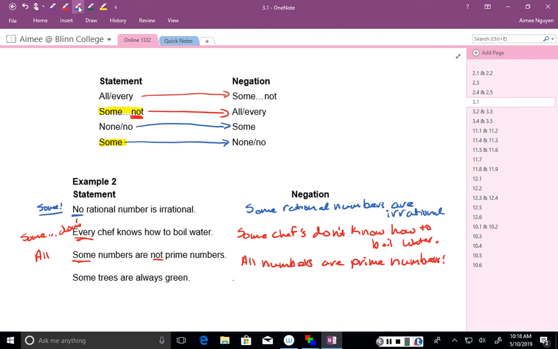And the last one says that some trees are always green. We only have the word some. There is not a not, right? So this goes with the no or the none. It doesn't really make sense to say none trees. So we're going to say no trees are always green.